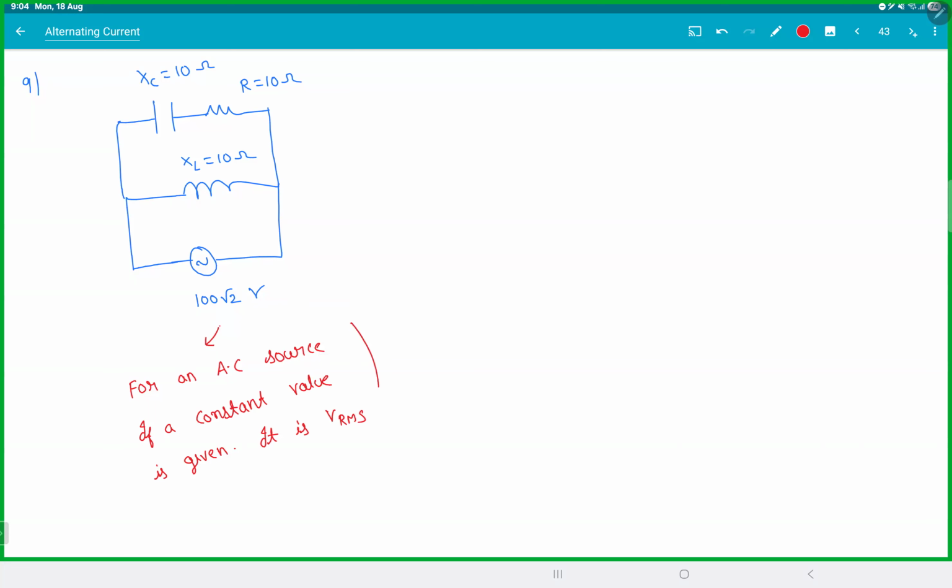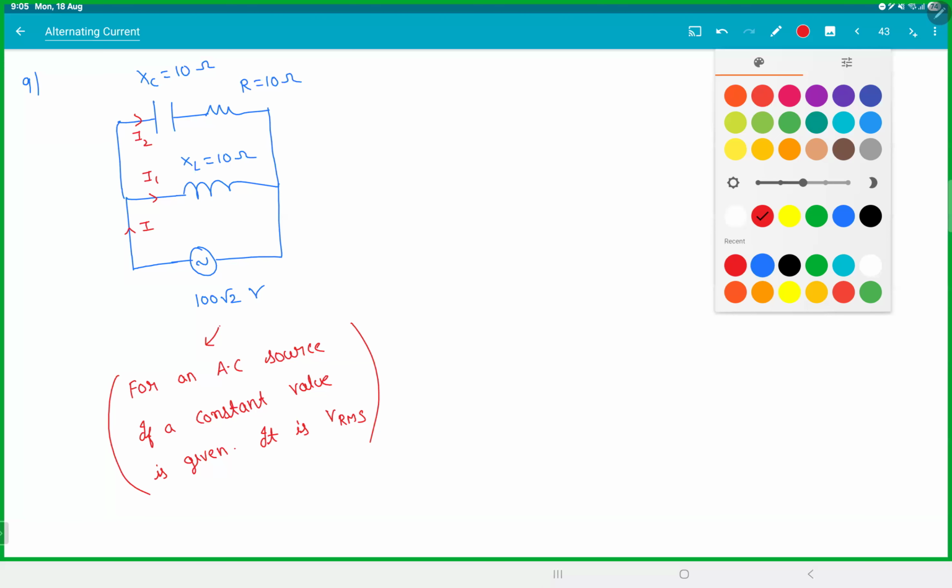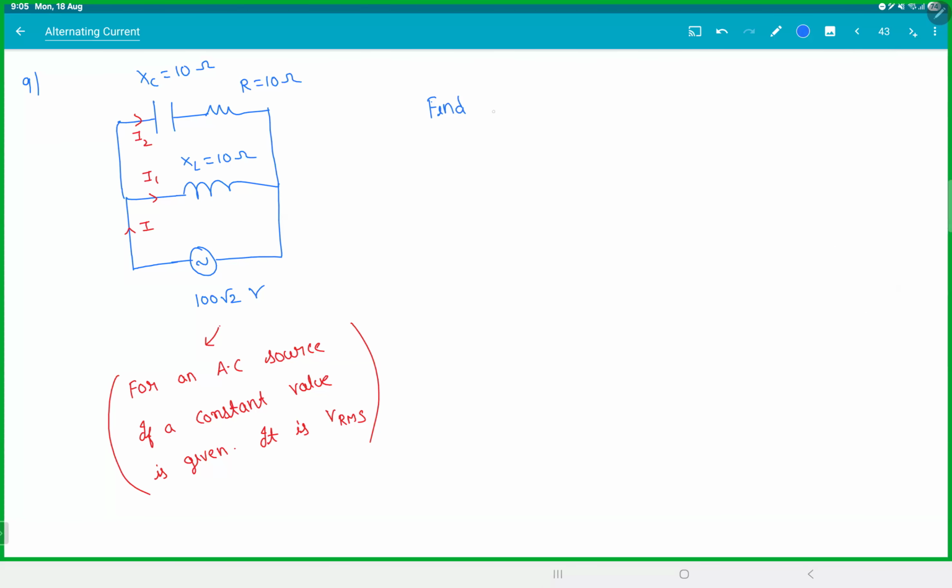Same thing. If they ask you to find the current in the branch, look at the options. If they're giving us a function of time t, fine. But if they're giving numbers, they're asking RMS values. So this is I, this is I1, this is I2. Find I as a function of time t, I1 as a function of time t, I2 as a function of time t, voltage across the resistance as a function of time t, average power, power factor. There, let's get them.